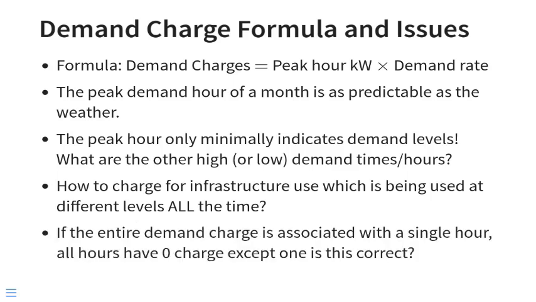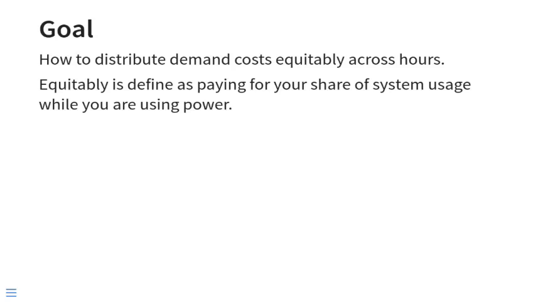But also, there's this idea that since it's based on 1 hour, that's the only hour with demand charges and everything else is zero. Is that right? It seems that would be a bit strange. Okay, our goal here is to figure out how to distribute a charge that's based on 1 hour out of the month across all hours of the month. I'm going to define equitable here as paying for your share of the system usage while you're using power.